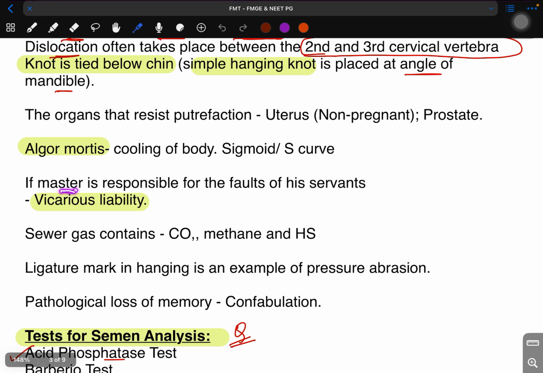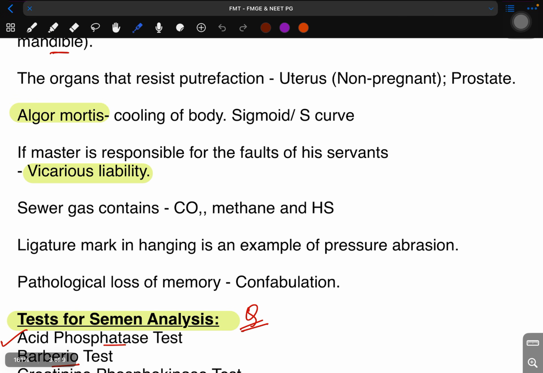If master is responsible for the fault of his servants, it is known as vicarious liability. What does this mean? Suppose in a hospital any doctor commits a crime or due to doctor's negligence the patient has died, so here who is the master? Master is the employer or the hospital management, and servant means the employee. So doctor here is considered as the servant. So if master, the hospital management, is responsible for the fault of the employee, that is known as vicarious liability. That means the master is liable for the fault of his employee.